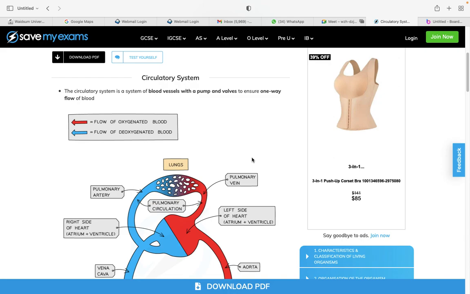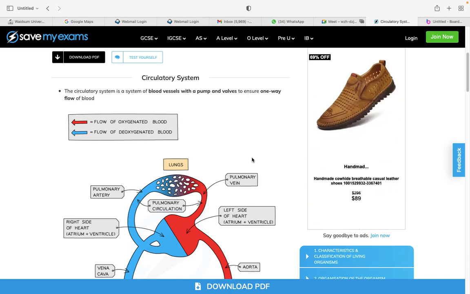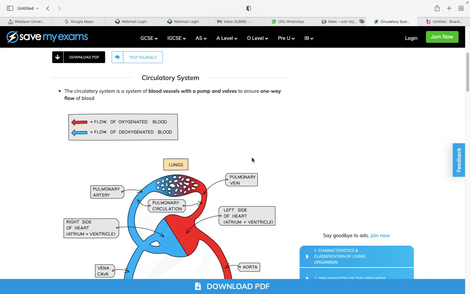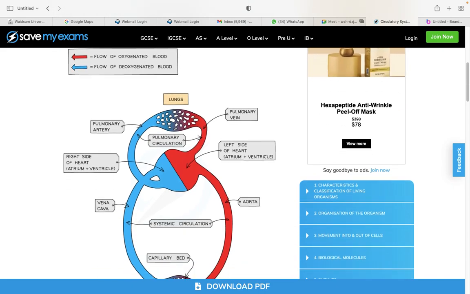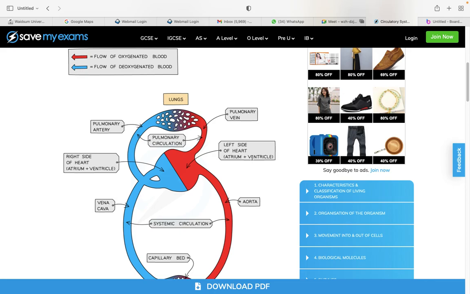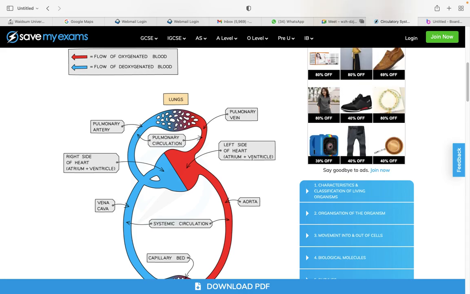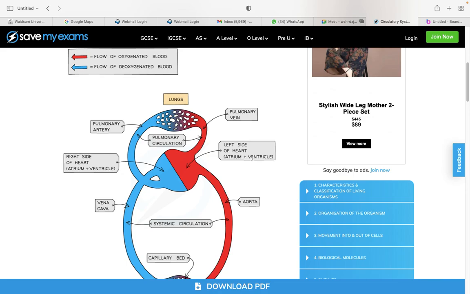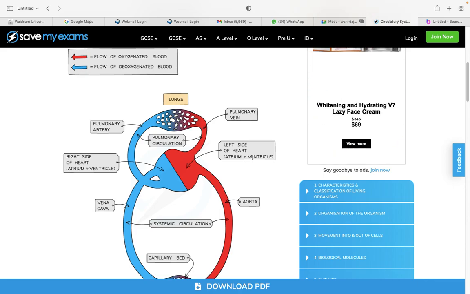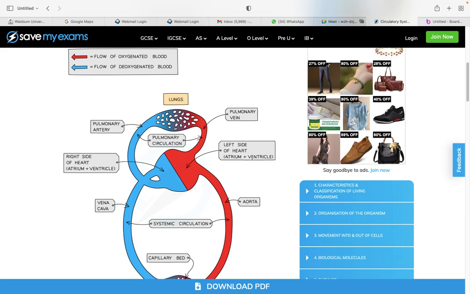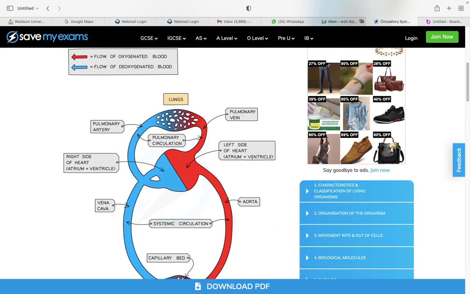Now, when we use the red color or red arrow, we're showing the flow of oxygenated blood. When we use a blue one, we're symbolizing deoxygenated blood. The heart is the center of the circulatory system, just like the brain and the spinal cord are in the nervous system. The heart is the epicenter of the circulatory system. Everything starts and ends with it. The flow of the blood, the pumping of the blood to the rest of the body, starts from the heart and comes back to the heart.